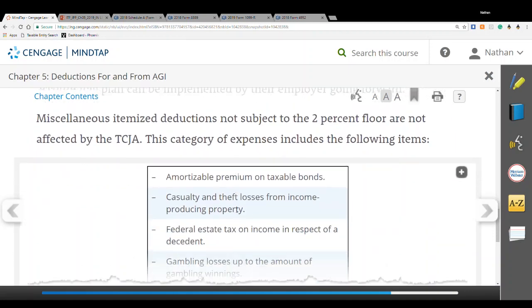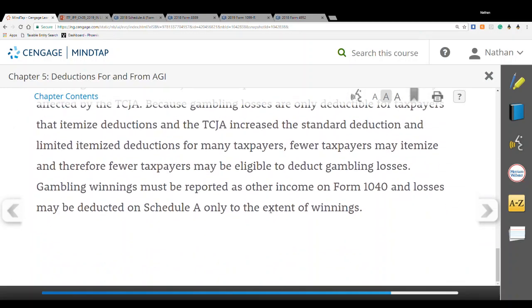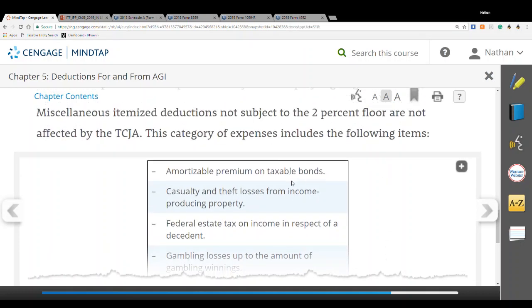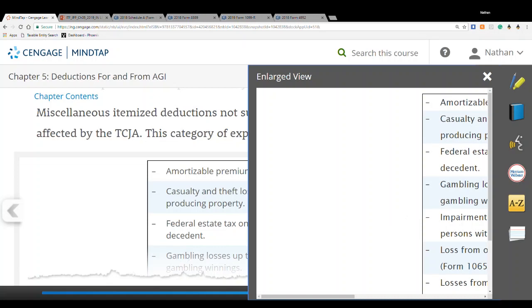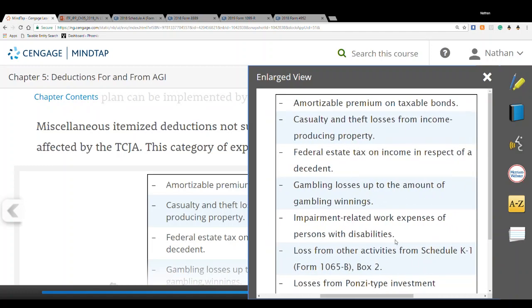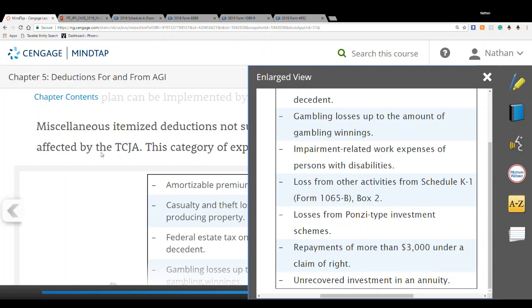Then here's the ones that actually get to have everything. Miscellaneous itemized deductions not subject to the 2% floor. Sorry, this is going to be kind of cut into two. Apparently the recording software stopped right here. So basically what we're going to have right here is the book shows all the losses. There are extra losses that we actually have, which includes losses from a Ponzi scheme and other items. So it's always good to look at the books.